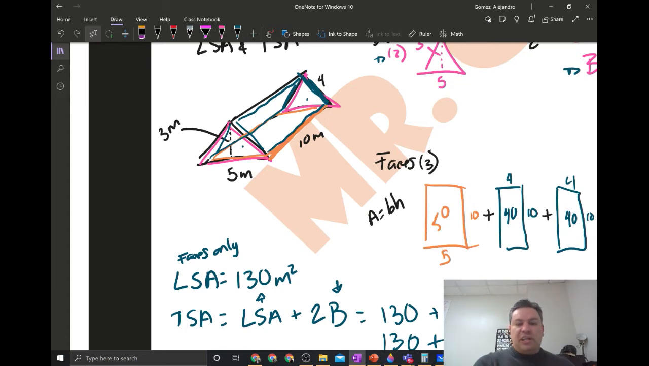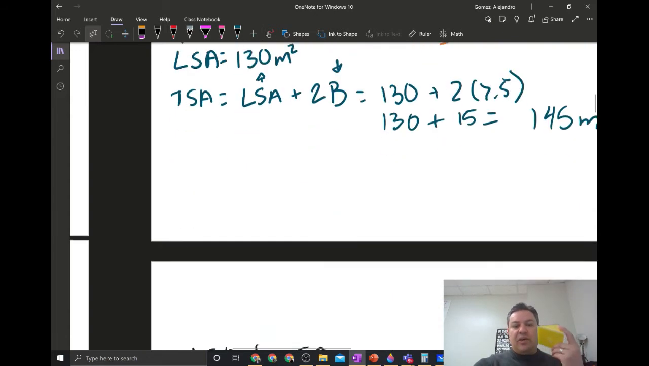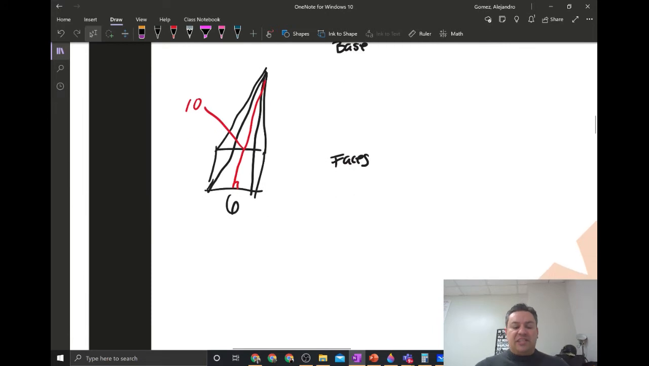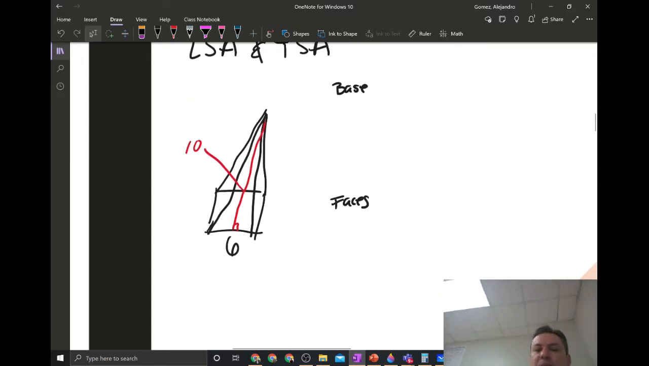Okay, so in this one we're gonna talk about how to find the area of pyramids. Okay, and it's gonna be the same principle. The base might change. You might have a triangular base, so you will find the area of the base using the corresponding formula. In this case we have a square, so we are going to go ahead and identify the base real quick.